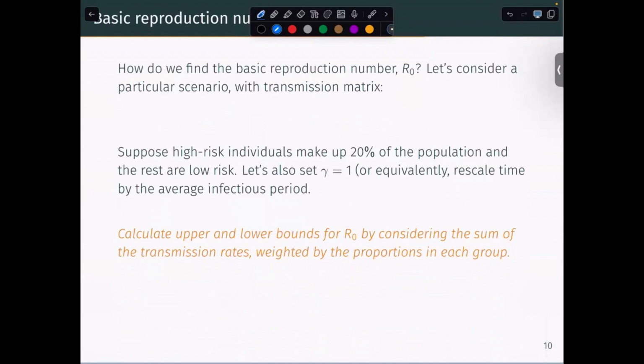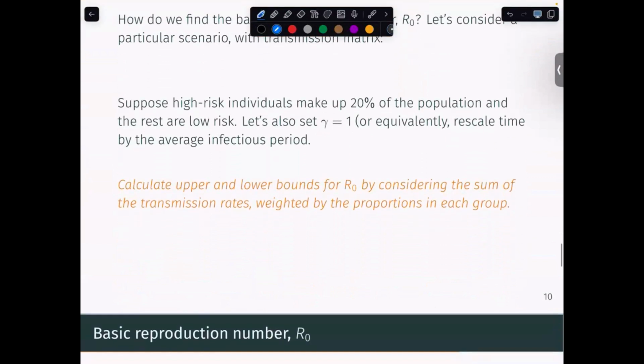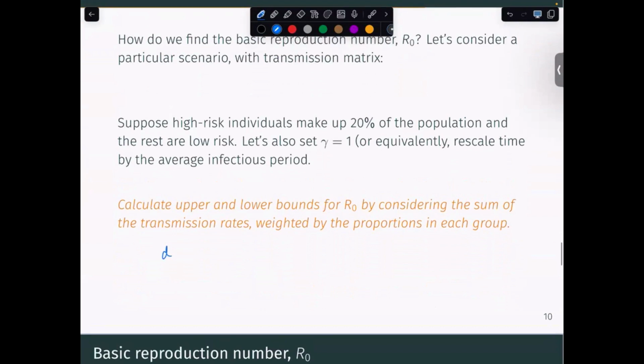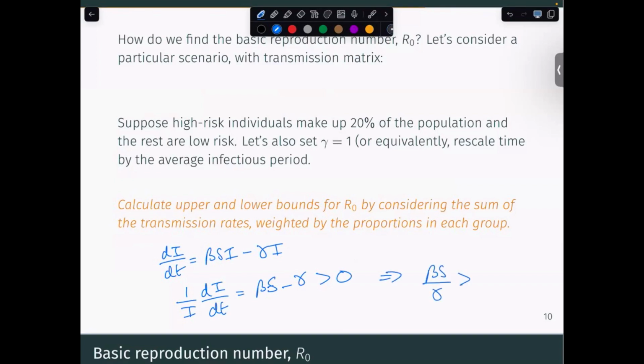Let's then think about our basic reproduction number. So let's think about how we can find R naught in our matrix. So remember, when we had our SIS models before, dI/dt is equal to beta S I minus gamma I. And then to find R naught, we would look at when is 1 over I dI/dt, which is equal to beta S minus gamma, when is this greater than 0? And assuming that S is approximately equal to N, rearrange this, you get beta S over gamma has to be greater than 1. This was our R naught.